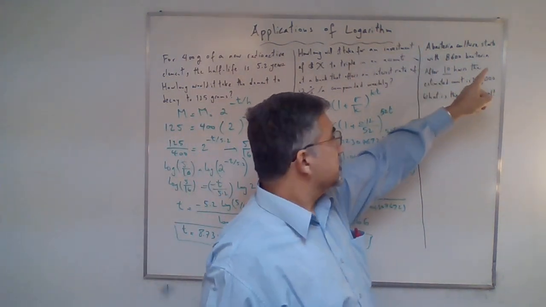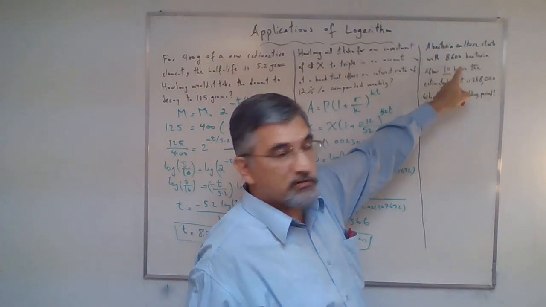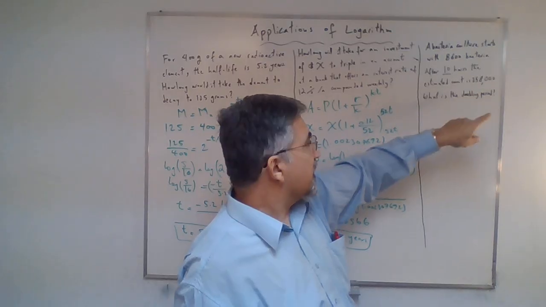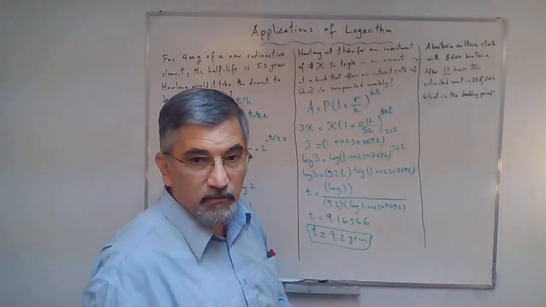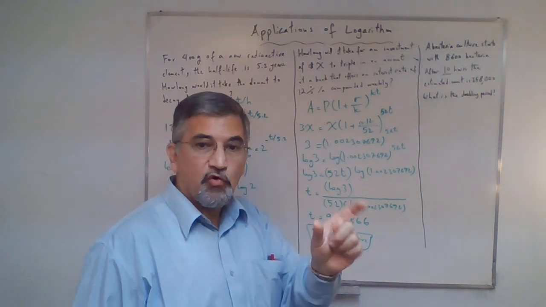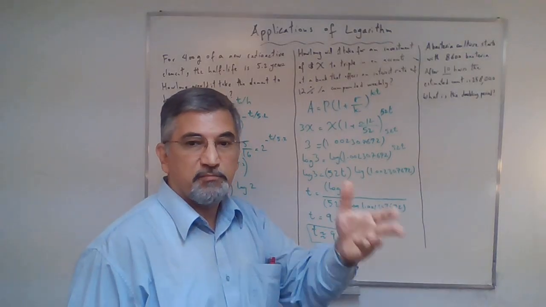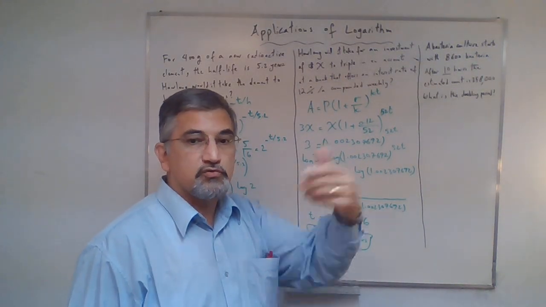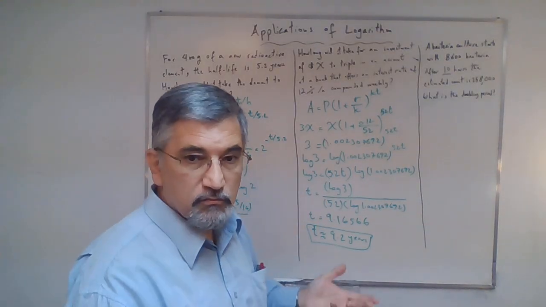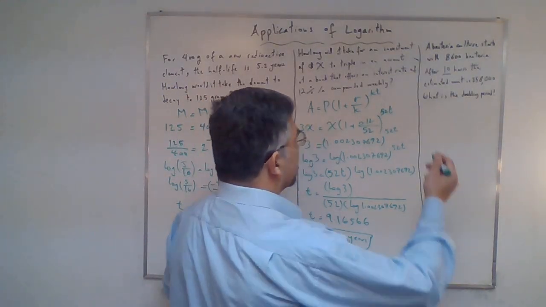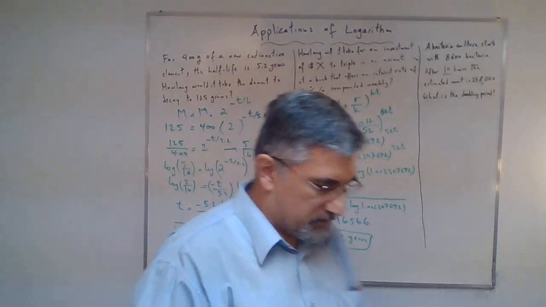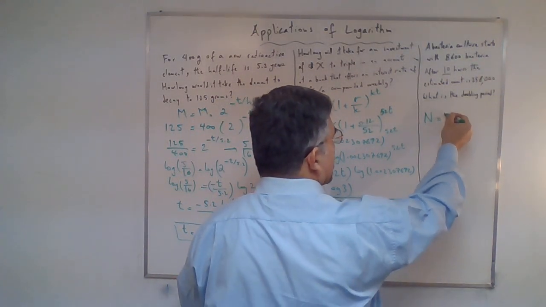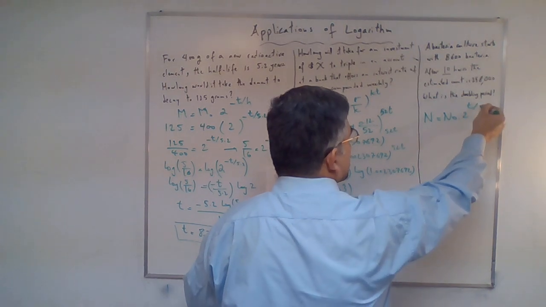A bacteria culture starts with 8,600 bacteria. After 10 hours, the estimated count is 258,000. What is the doubling period? The doubling period is that time interval that has to pass for the initial number of cells or bacteria in a culture to double. So the formula for this, I believe you have studied in the past: N equals N sub 0 times 2 to the exponent of t over d.